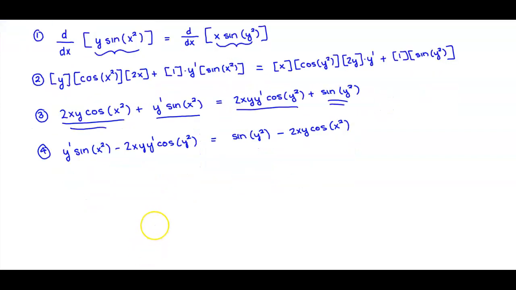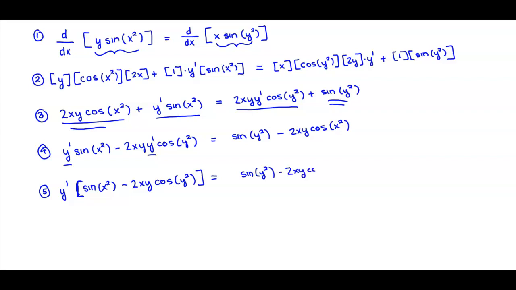Okay, and the reason we want to do that is because we want to factor out the y prime so we can solve. So we have y prime, and then what's left is the sine of x squared minus 2xy times the cosine of y squared, and that's equal to the sine of y squared minus 2xy times the cosine of x squared.